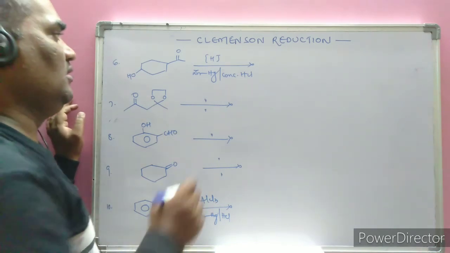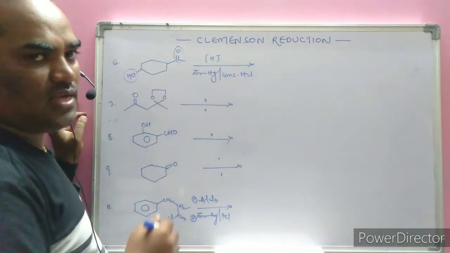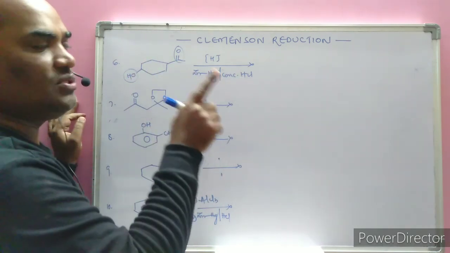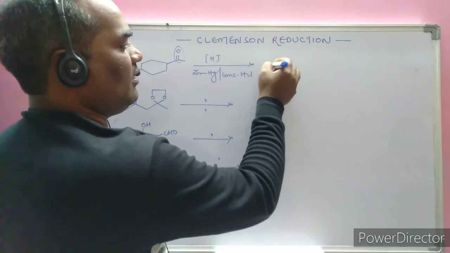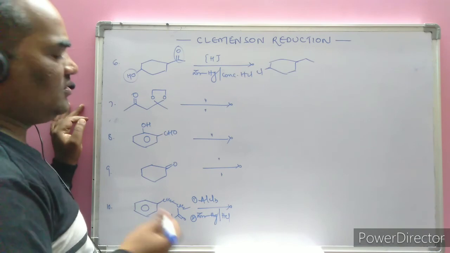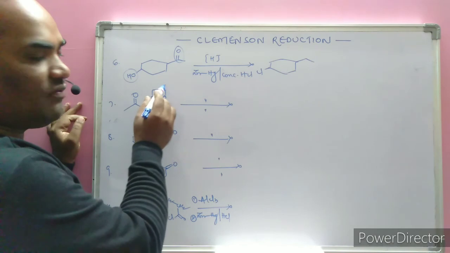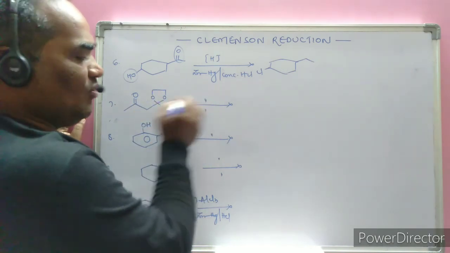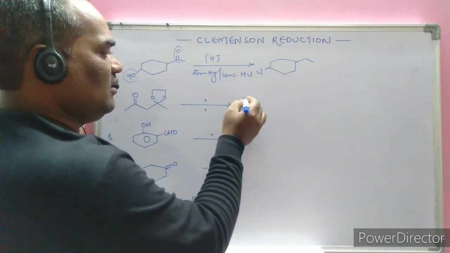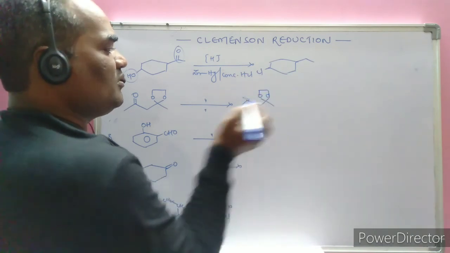Example number 6. Here an OH group is present as well as a carbonyl group. The OH is an acid sensitive group. When concentrated HCl is added, the acid sensitive group is converted into an alkyl halide. Here the OH gets replaced by Cl, and the C=O becomes CH2. Here is a carbonyl group, and here also originally a carbonyl group, but it is protected by ethylene glycol. If only 1 mole of zinc amalgam and concentrated HCl is given, the formed product is where the C=O is converted into CH2. Here this group is protected.